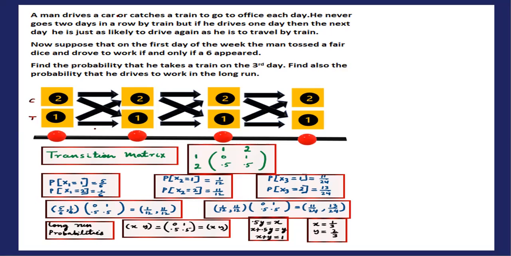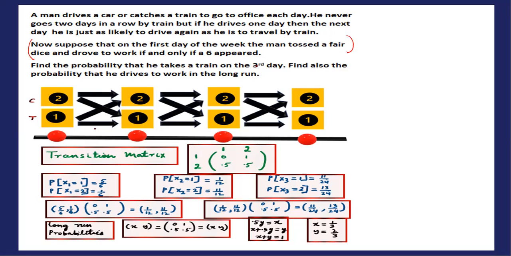A man drives a car or catches a train to go to the office each day. He never goes 2 days in a row by train, but if he drives one day, then the next day he is just as likely to drive again as he is to travel by train. Now, suppose that on the first day of the week, the man tosses a fair dice and drives to work if and only if a 6 appeared. It's not like 0 and 1 probability. This will give you the initial probability.